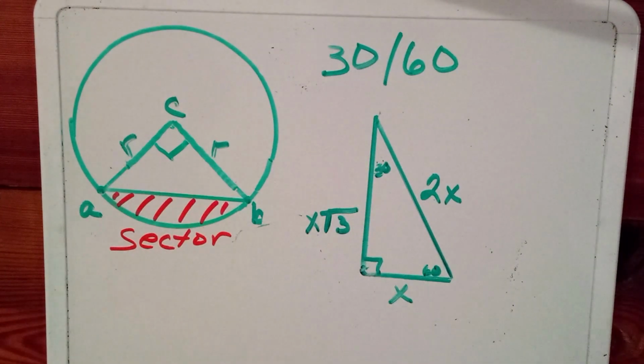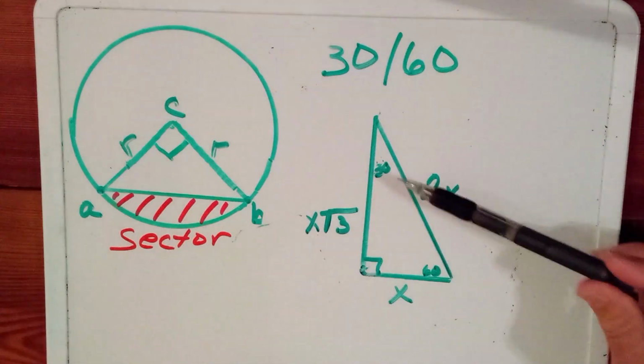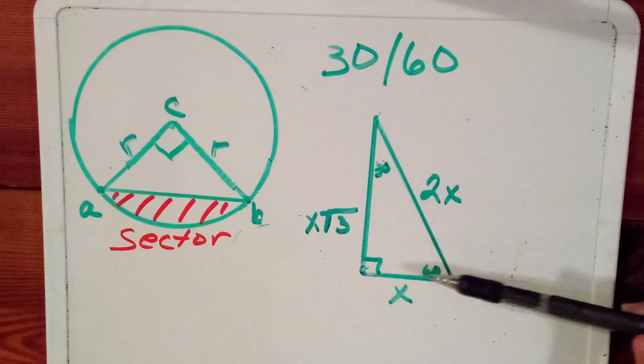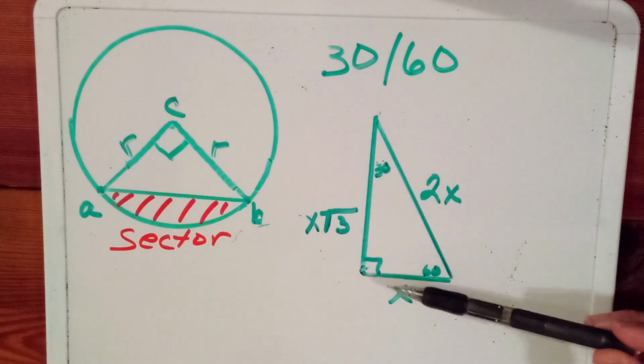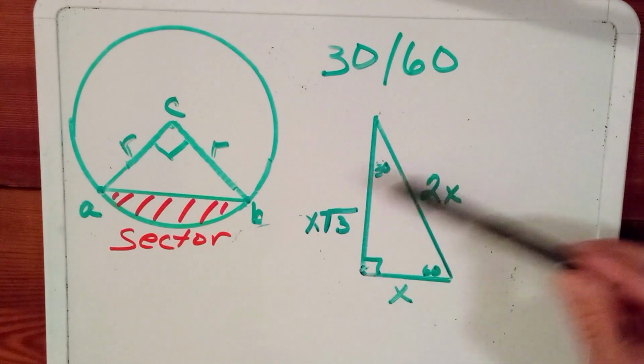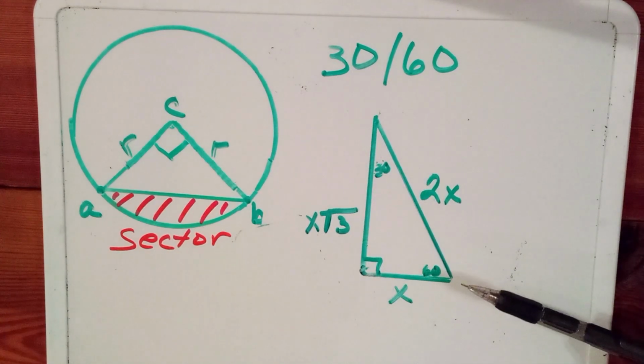So the second triangle we're going to look at, the second special triangle, is a 30-60 triangle. 30 degrees, 60 degrees, 90 degrees. These sides all have a special relationship.